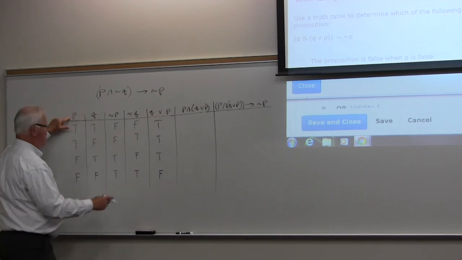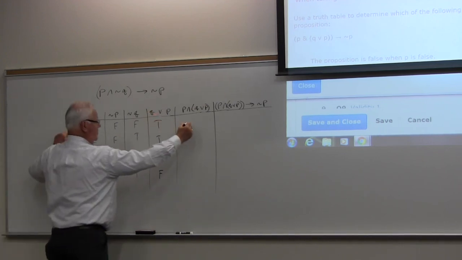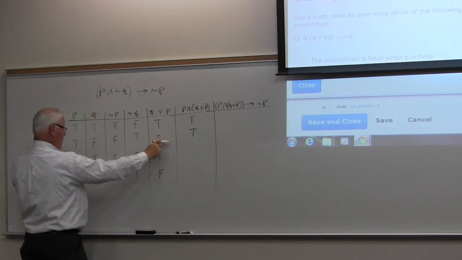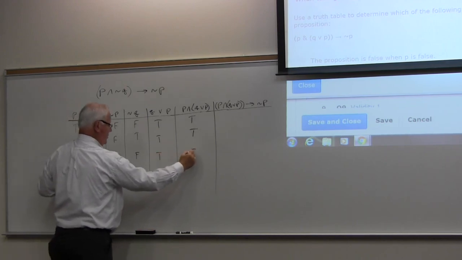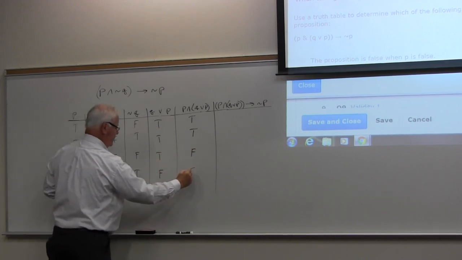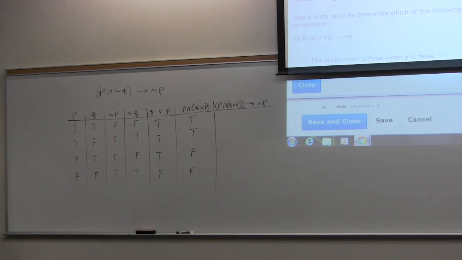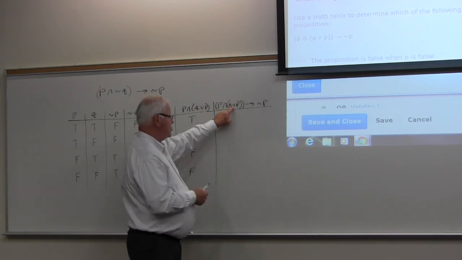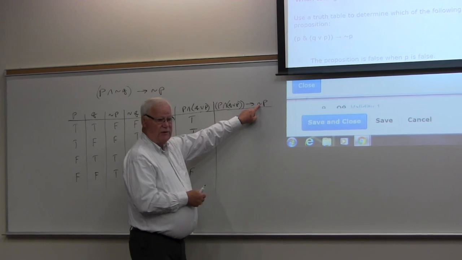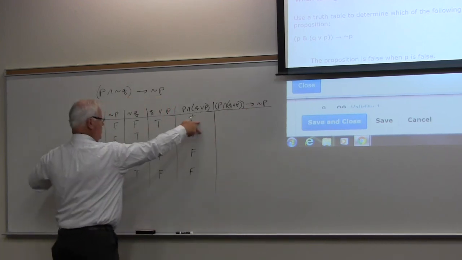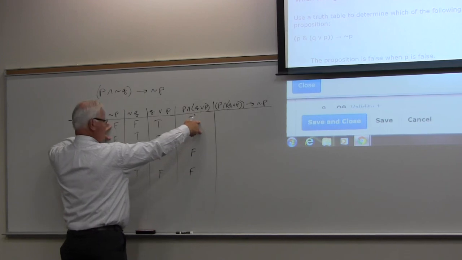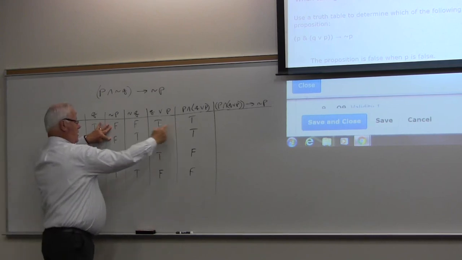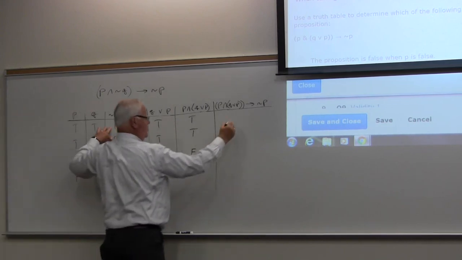P and that column, the first row is true for both. Second row is true for both. The third row, I have a false. And the last row, I have two falses. So that would be that column. Now, the implication. The implication is only false when this is true, implying a false, right? So I have two T's here where not P is false in both those cases. You can see here, so I have a T implying a false, T implying a false. Those are both falses.